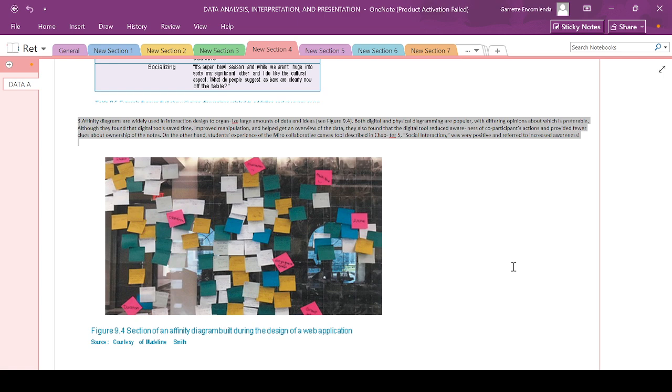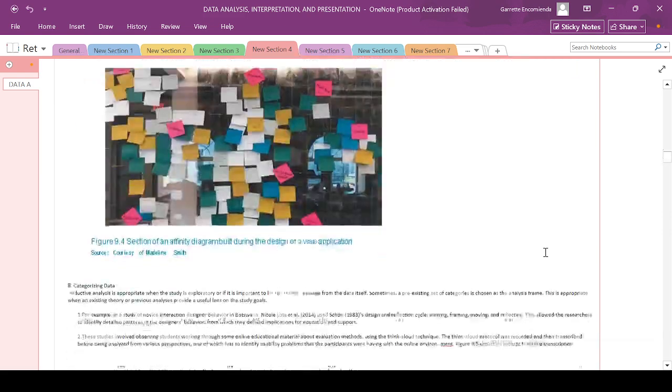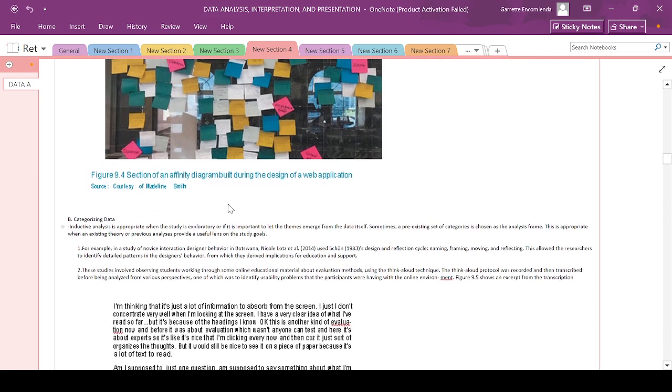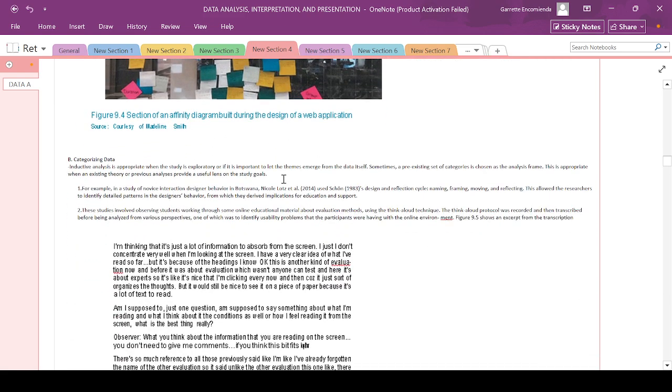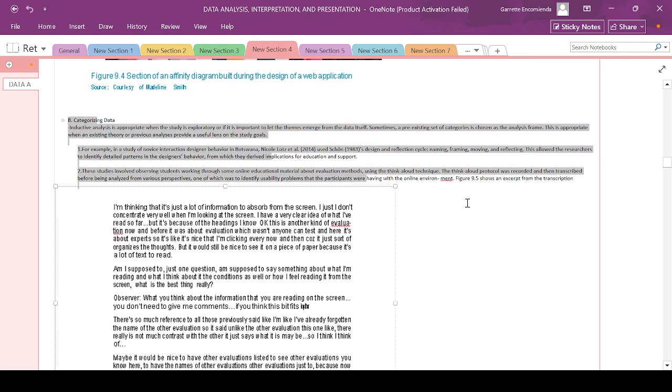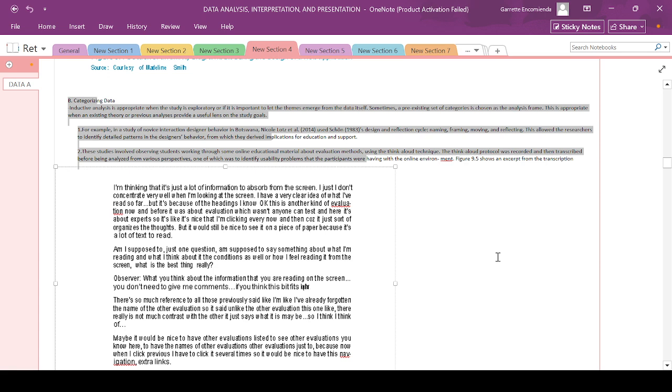On the other hand, students' experience of the Miro collaborative canvas tool described in Chapter 5 was very positive in terms of social interaction, and they referred to increased awareness. Here is a section of an affinity diagram built during design of a web application. Categorizing data: inductive analysis is appropriate when the study is exploratory, if it's important to let the themes emerge from the data itself. Sometimes a pre-existing set of categories is chosen as the analysis frame.